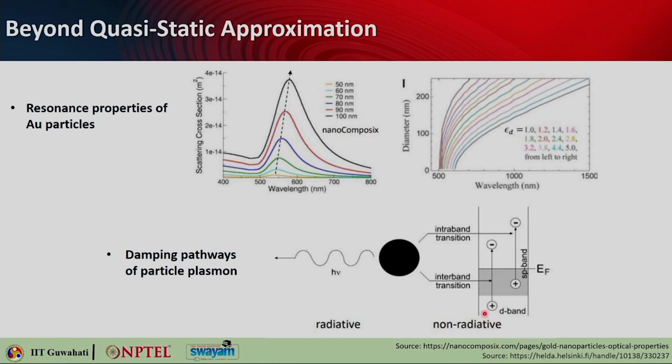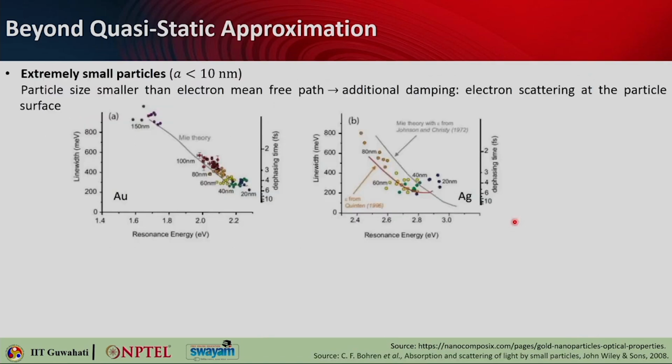This can be of two types: it can be interband, from the d band to the sp band if you go, or it can also be intraband. So, within the same band you are moving from a lower to a higher energy level. That kind of transition can also give you damping in these particles. So, overall you will be able to get broadening because of this.